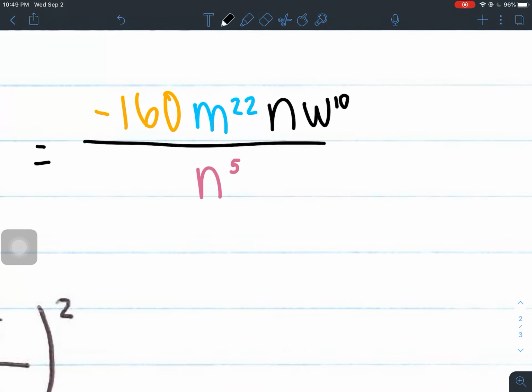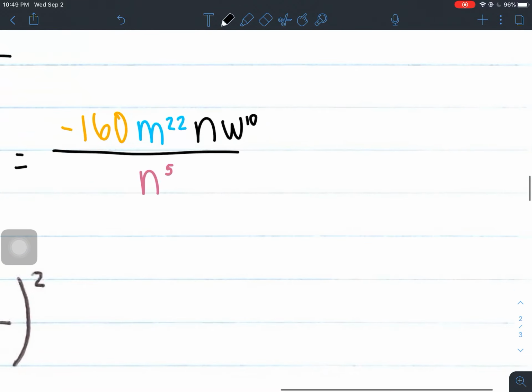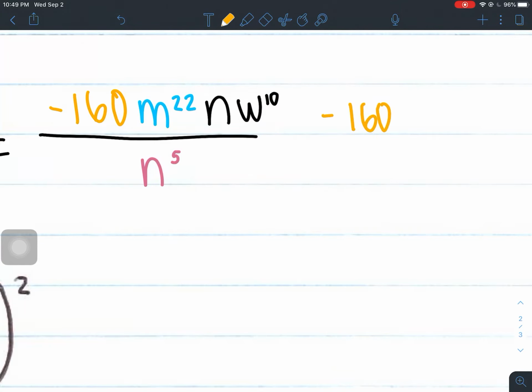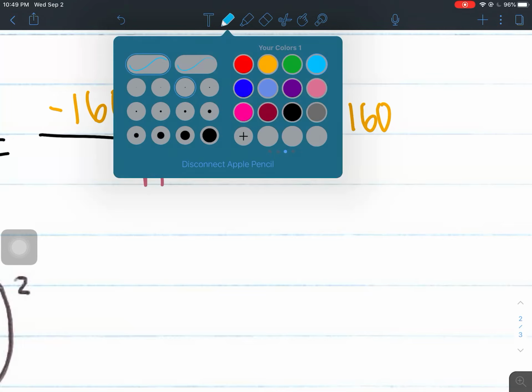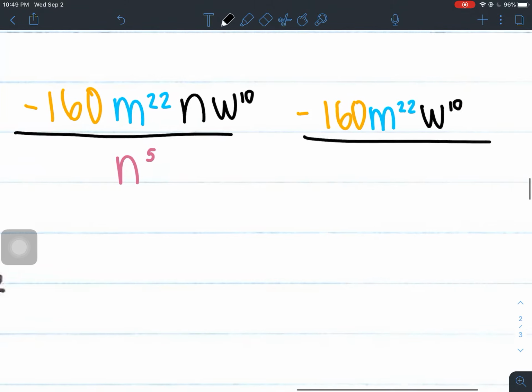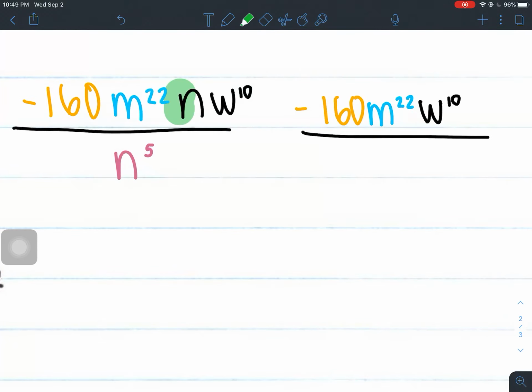The answer is no. We have like bases here we want to simplify. There's n's in both the top and the bottom. So I want to simplify this and make sure I reduce this down to the most simple it can be. So the -160 is going to stay the same. The m to the 22 is going to stay the same. Okay, and the w to the 10th is going to stay the same. But let's do something about these n's, right? So I have an n in the numerator and I have an n in the denominator. Now, how many n's do I have in the numerator? It's not written, so there's 1 up here.